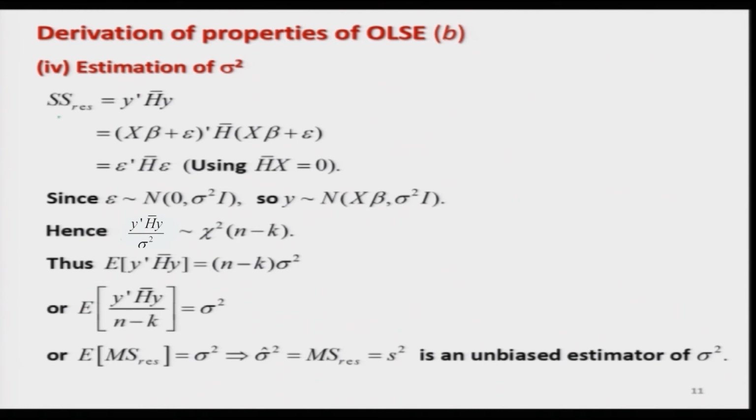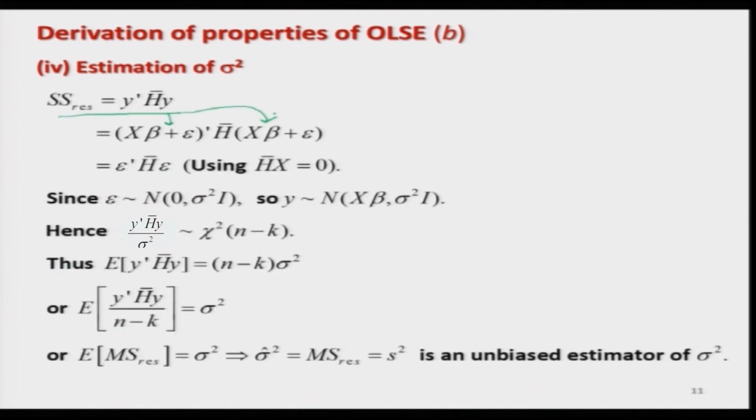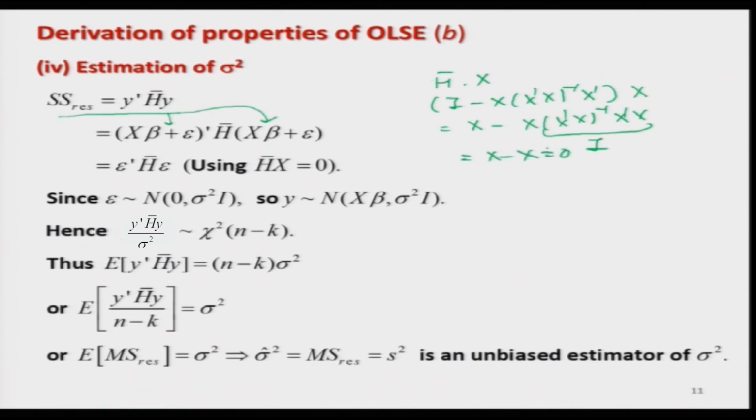Now, I can write down sum of squares due to residual as y transpose h bar y. Now, this y is given by x beta plus epsilon, and this is the result which I have used here, that SS res equals this. Once I write y equal to x beta plus epsilon, then we know one more thing: if you write h bar into x, you get (I minus x, x transpose x whole inverse x transpose) into x. If you open it, this will be x minus x, x transpose x whole inverse x transpose x. So, this becomes I, and this becomes x minus x, which becomes 0. So, h bar x is equal to 0, and using this property I can write that the sum of squares due to residual can also be written as epsilon transpose h bar epsilon.